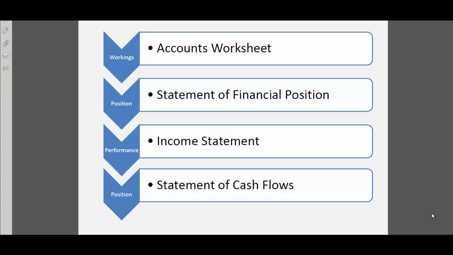This video takes you step by step through the worksheet and 3 financial accounting statements for the Chain and Gear practice assessment in the back of your workbook. We will look at the accounts worksheet, the statement of financial position, the income statement, and finally the statement of cash flows.